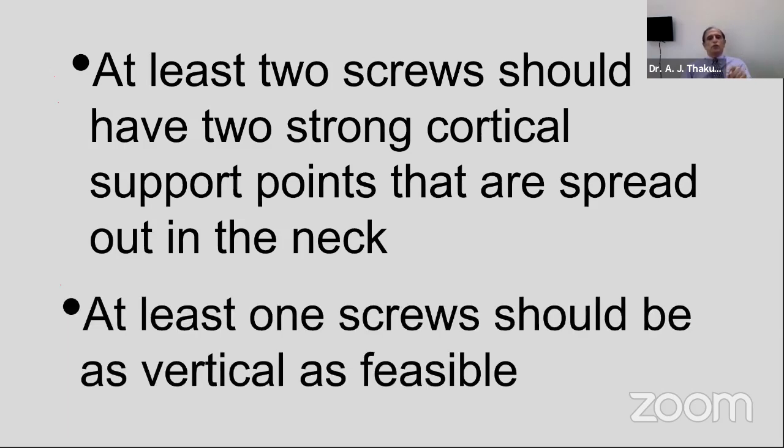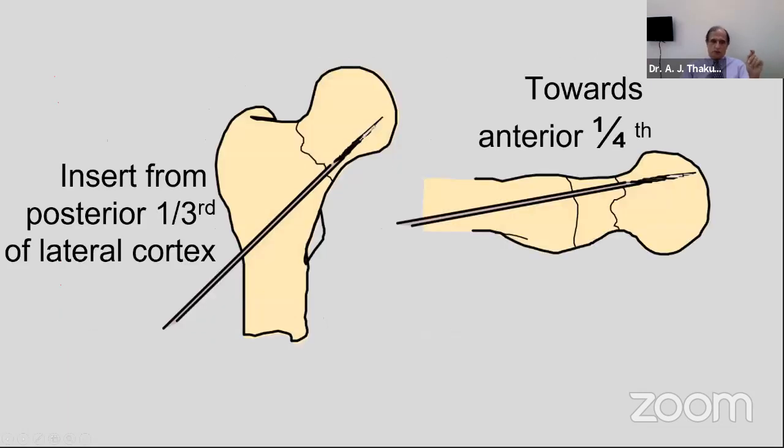At least one screw should be as vertical as feasible. So two screws should have strong cortical support and one should be as vertical as possible. So we pass the first guide wire from the posterior third of the lateral cortex, and it is going anteriorly in the lateral view. That is the first one.